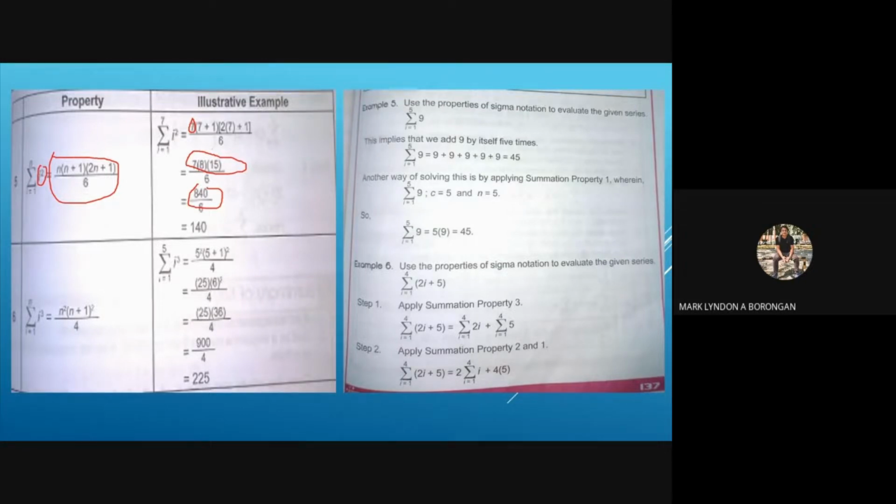Now, what if we have a variable with an exponent up to cube? If it's a cube, what do we use? If we have that, you can use this formula too. You can also use this formula. So your formula will be n squared times n plus 1 squared divided by 4.